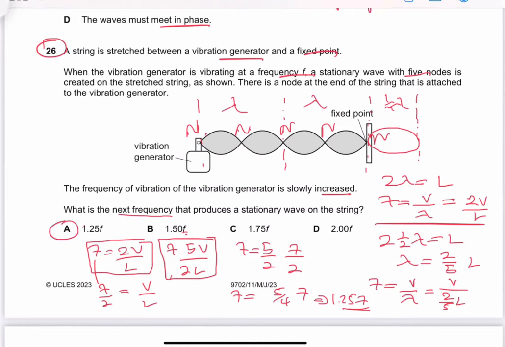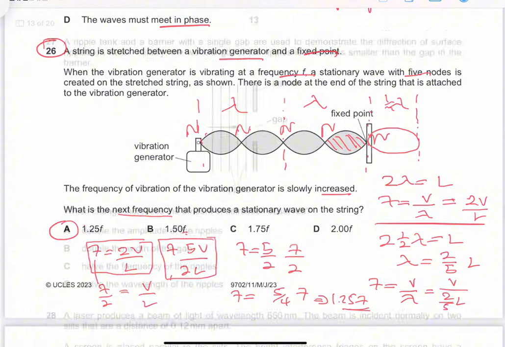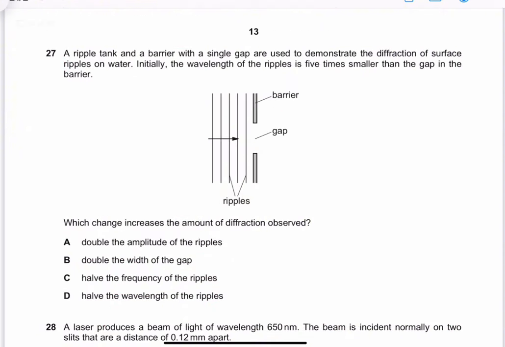It's very important for you to understand this. By increasing the frequency, I have to add another node. So I'm compressing my wavelength because I'm forcing the wave to be so much smaller by increasing those subsequent nodes. If the question had said decreased, I would have removed one loop, maybe this loop, and I'd be left with three loops and I'd work it in that direction. Very important. Moving on to question number 27.